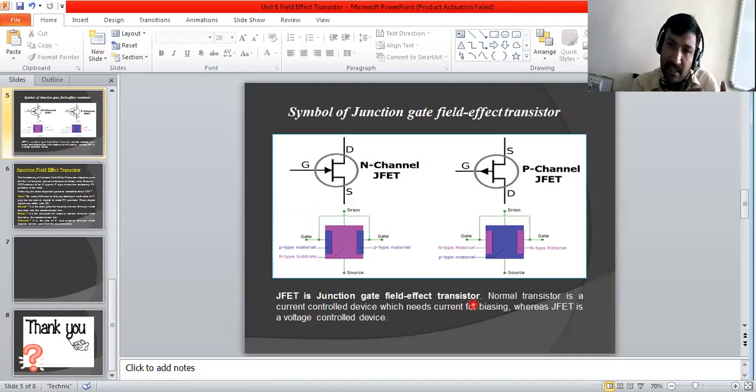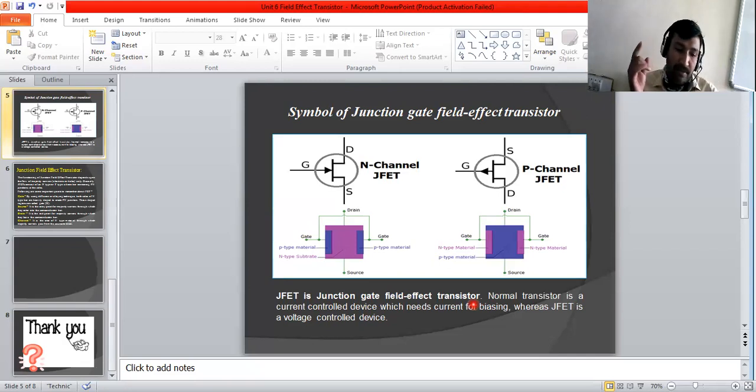Why am I asking this? Because we have to do a comparative study of BJT and FET. If you study comparatively, you get more idea related to that. Now, here in a JFET, there are three terminals.